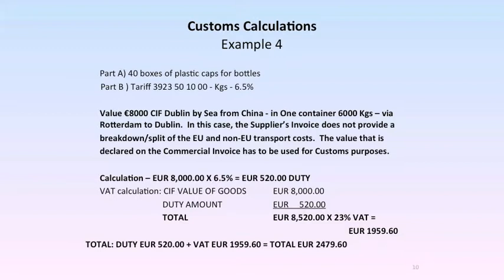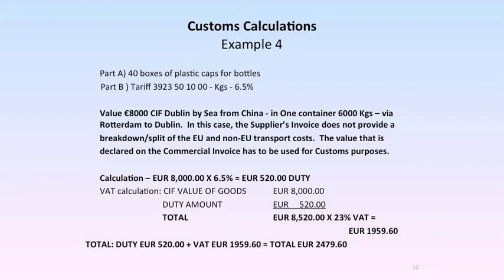Normally, when a split is provided, clearly showing the EU charge and the non-EU charge, the EU charge is subtracted from the total figure, as we only want to base the calculation for duty on the transportation charges up to the first port of arrival into the EU. So what we have to do here is use the full CIF Dublin value in our calculation for duty.